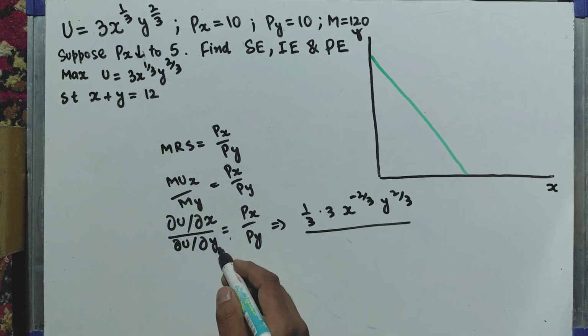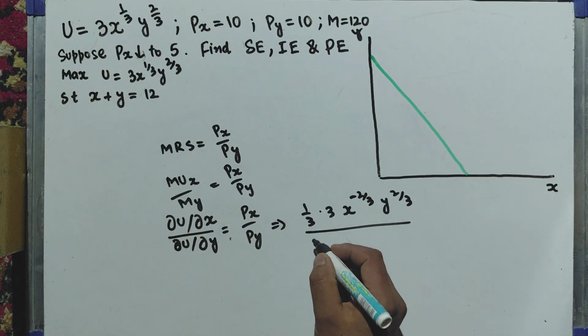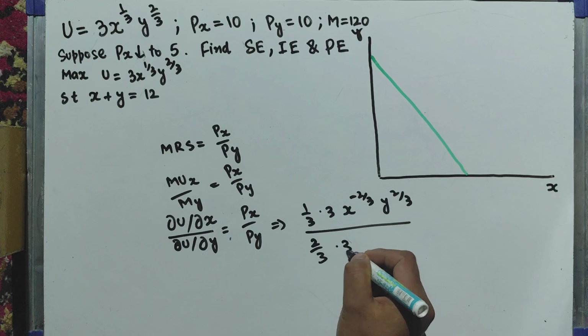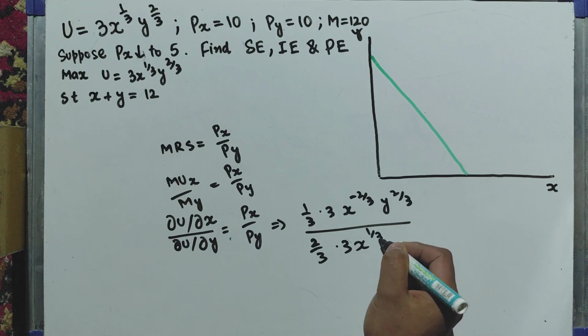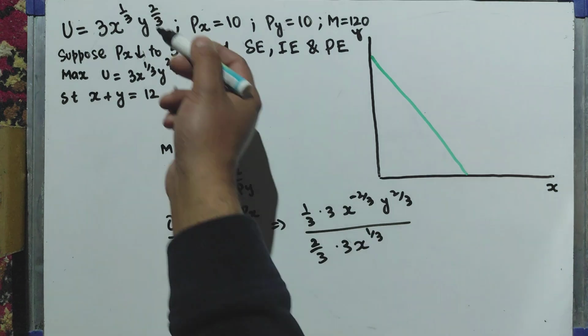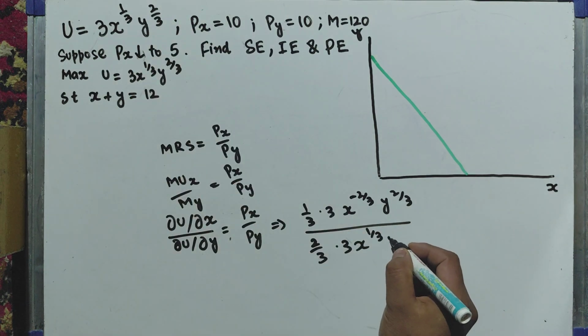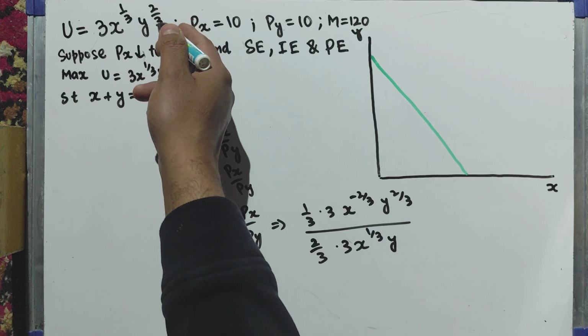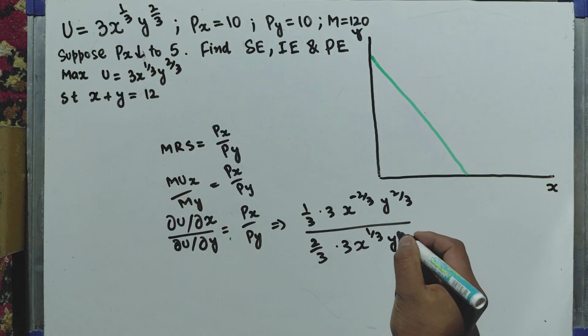Symmetrically, we take the derivative with respect to Y. This time the exponent of Y, which is 2 upon 3, becomes the coefficient. Then we have 3 X raised to the power 1 upon 3, which will remain the same because we are taking partials with respect to Y. The exponent of Y will be subtracted by 1, so we get 2 upon 3 minus 1, which comes out to be minus 1 upon 3.